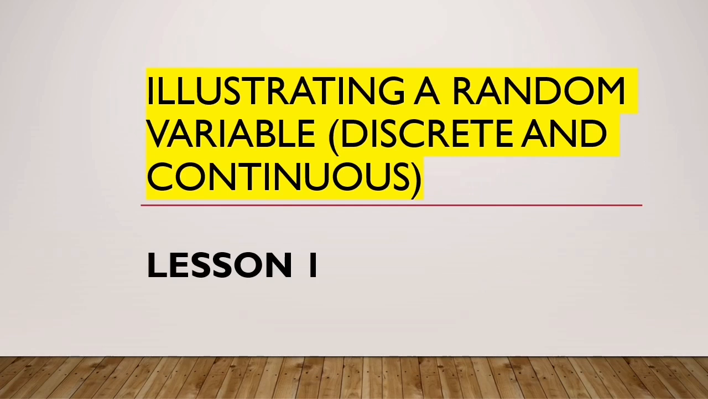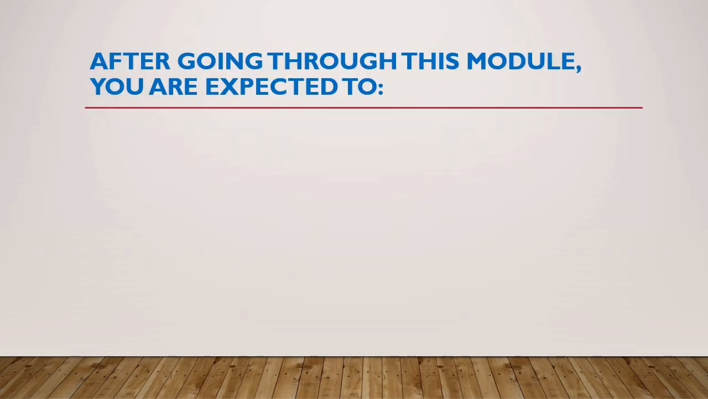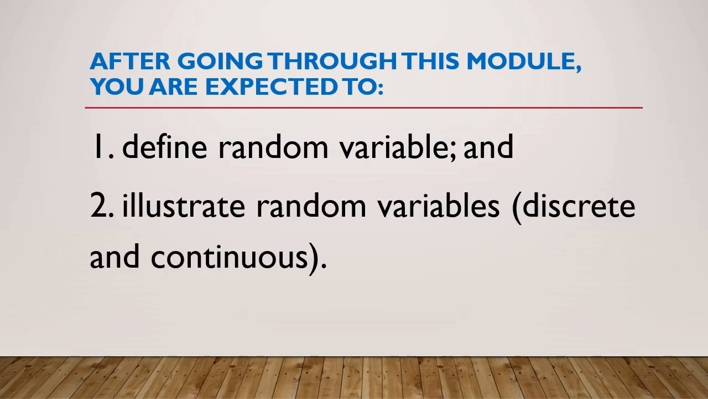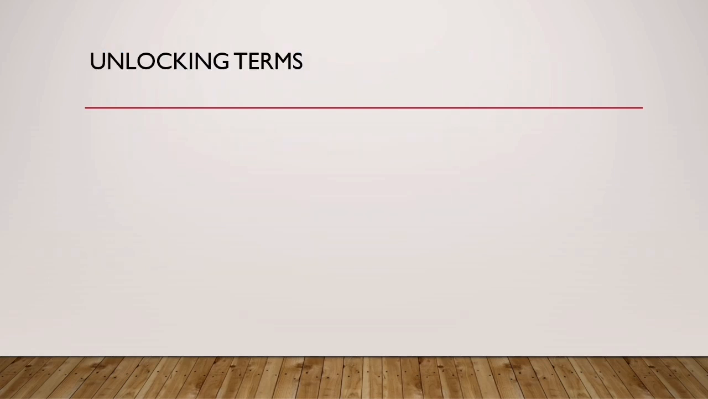First lesson is all about illustrating a random variable, whether discrete and continuous. For this lesson, you're expected to define random variable and illustrate random variables, whether discrete and continuous. So these are our objectives for this lesson. So before anything else, let's define first the terms that we will be using in learning this lesson.